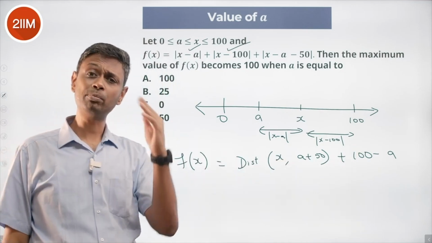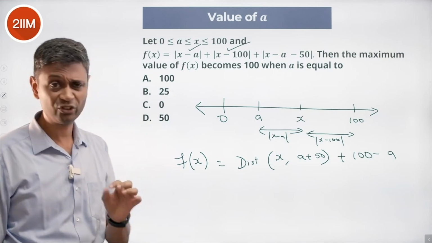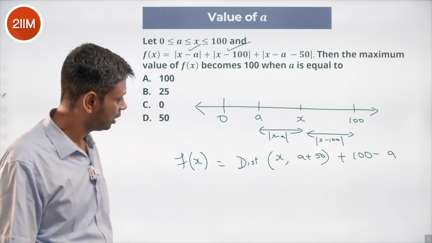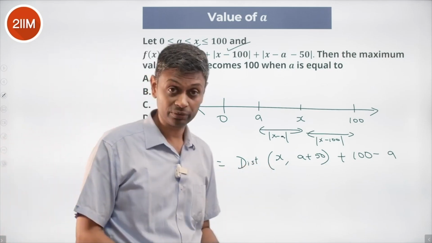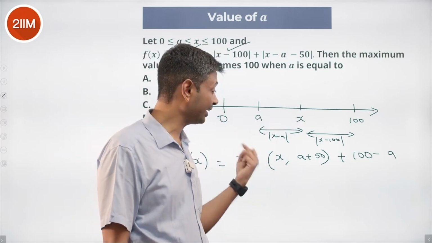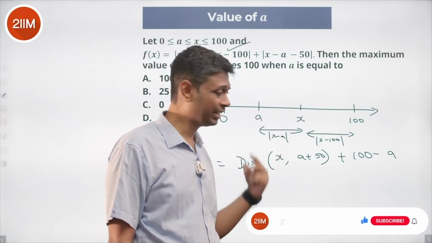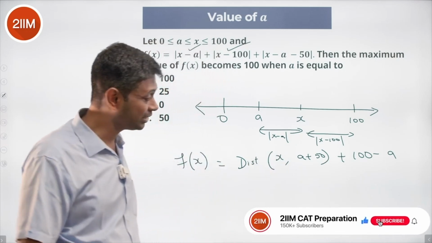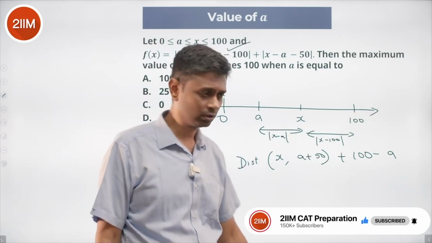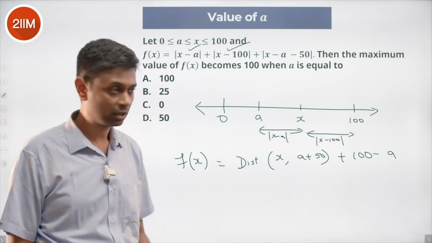The maximum possible value of f of x becomes 100 when a is equal to... So maximum possible value of f of x becomes 100. So that means distance between x and a plus 50. Remember, a plus 50 could be higher than x, or x could be higher than a plus 50. And so when x is higher than a plus 50, the maximum value would be when x is 100. And a plus 50 is some value. We find that out and come back.